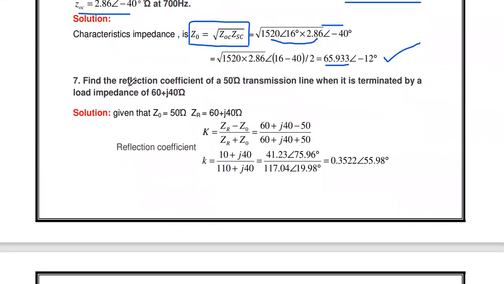Okay, the next one: find the reflection coefficient of a 50 ohm transmission line when it is terminated by a load impedance of 60 plus j40 ohm. So here the question is that we have to find the reflection coefficient. So what are the data given? Two data are given. One is Z naught. A 50 ohm transmission line means the transmission line with characteristic impedance 50 ohm. So Z naught equals 50 ohm.